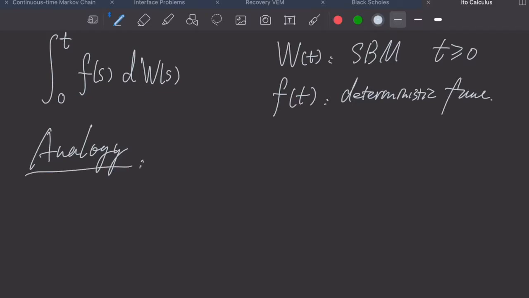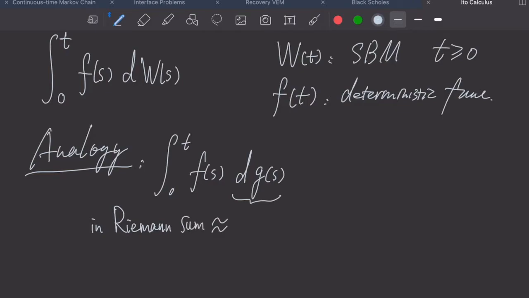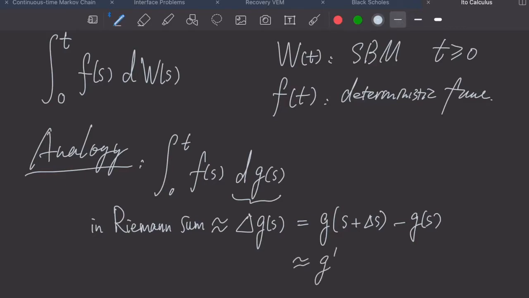So let's look at this integral instead. From 0 to t, f of s, but here we integrate some g of s, okay? First of all, this d g of s, if we define this integral in the Riemann way, in the Riemann sum, is approximated by delta g of s, which is g of s plus delta s minus g of s. And if g is differentiable, this can be approximated by g prime evaluated at s, multiplied by delta s, when delta s is small.